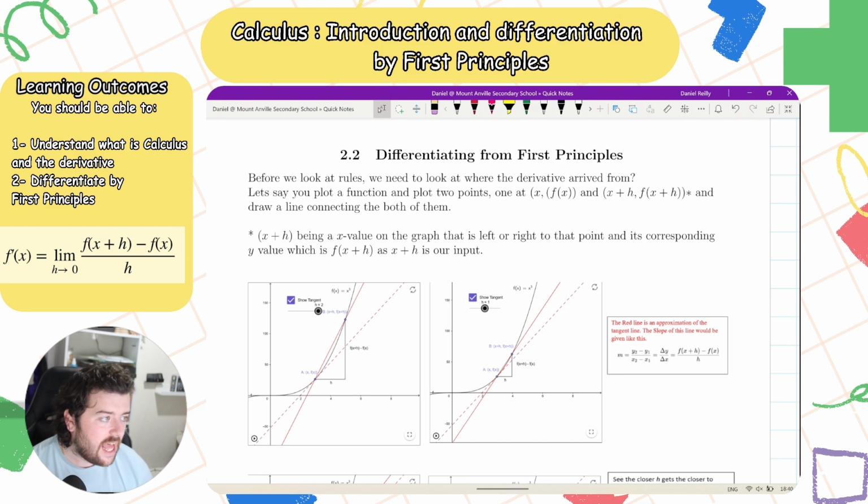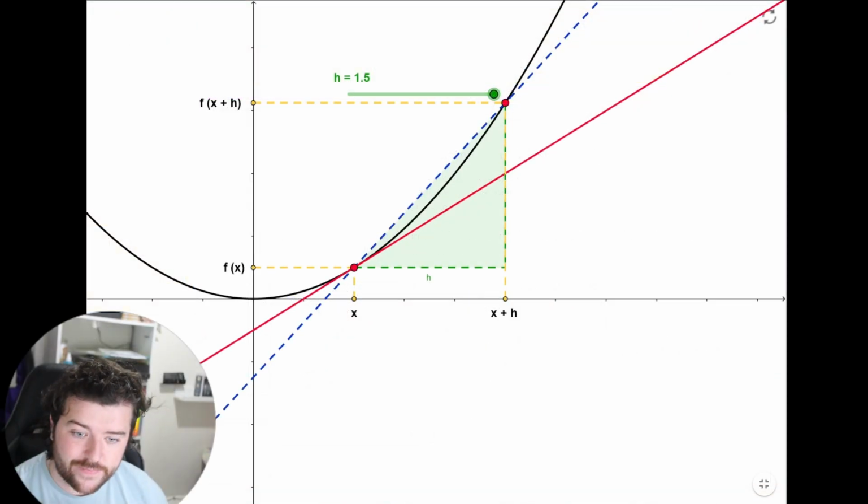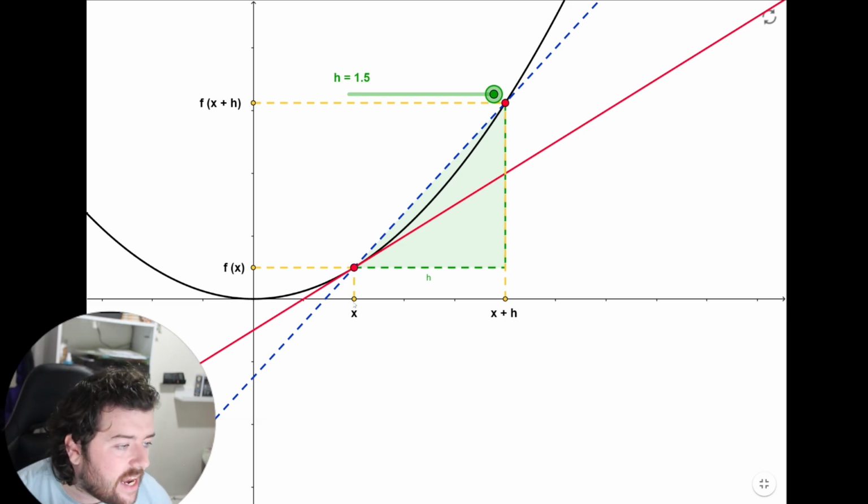In order to do this, let me go to GeoGebra. So we're in GeoGebra now. I have a curve here. This black line is my curve. I'm going to pick 2 random points on this curve. I'm going to pick point x, and that gives me an output of f of x. Then I pick another point, x plus h, on the curve. I plot it here, go up, and my output is going to be f of x plus h.